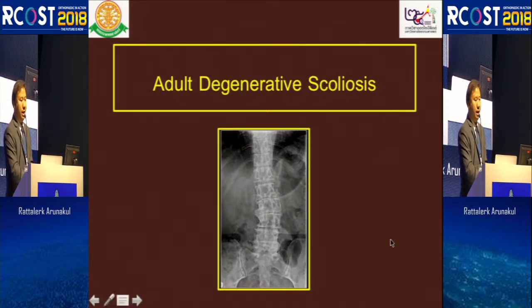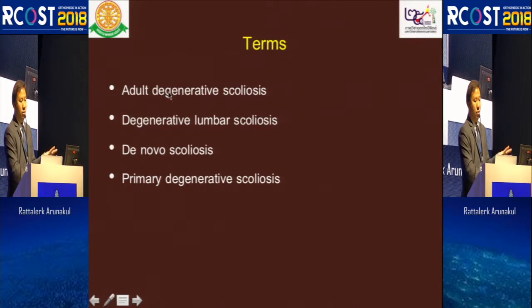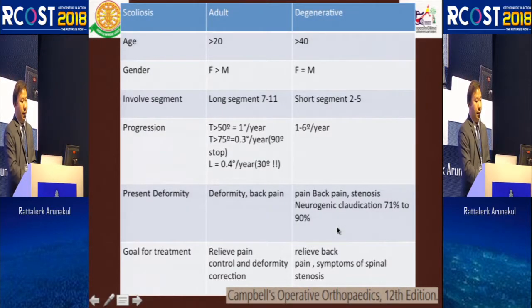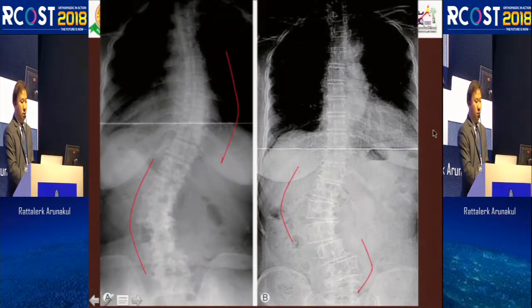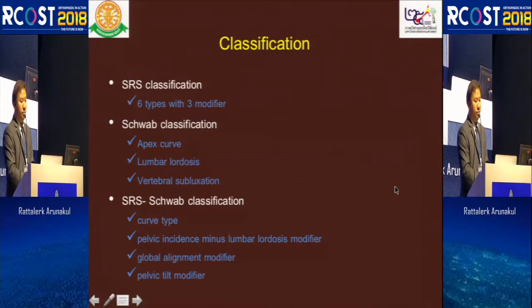So we go to the adult degenerative. A lot of terms here, de novo scoliosis, primary. These are the differences. We go. So you see the curve shape like this, idiopathic on the left side, and on the right side is the degenerative. You have the subluxation, you have stenosis, and classification as well.